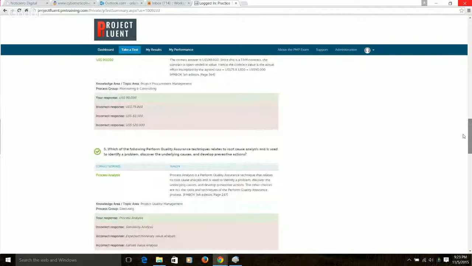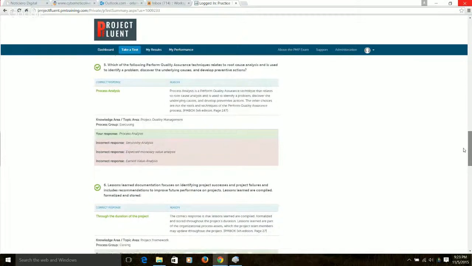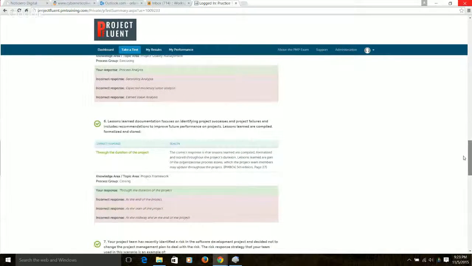Then process. Which of the following perform quality assurance techniques relates to root cause analysis? You said process analysis, so that is correct. It's a perform quality assurance technique that relates to root cause analysis. Lessons learned should be done throughout the duration of the project, like you said.